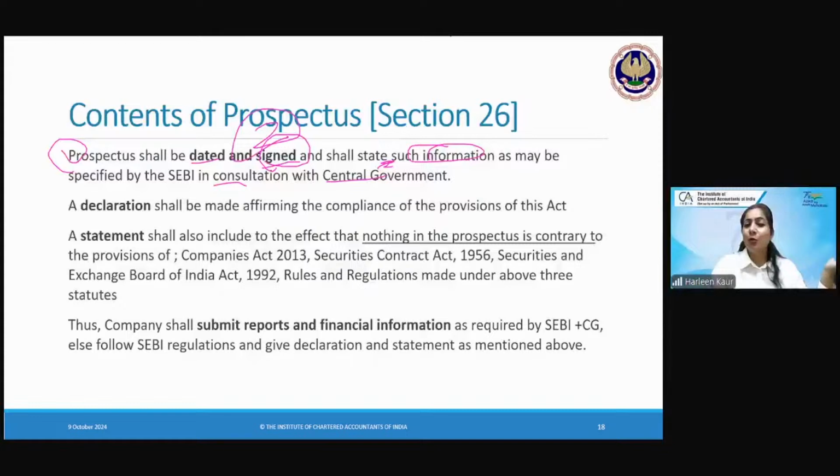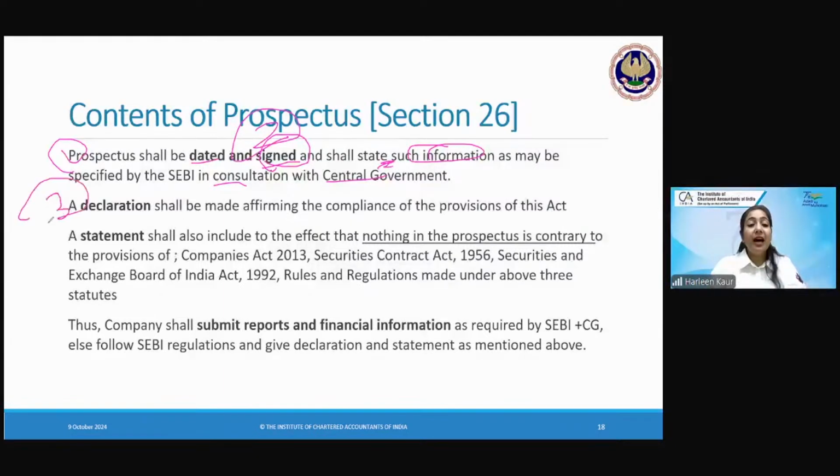How simple it is. You don't have to learn what all information. You simply have to learn whatever SEBI is telling you. Because SEBI is the bigger body. It is regulating you. Prospectus has come up. Not just the Companies Act, SEBI is also now going to be followed. All the rules and regulations of SEBI need to be complied with.